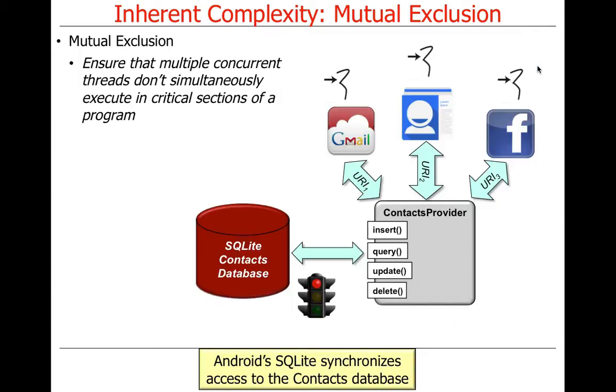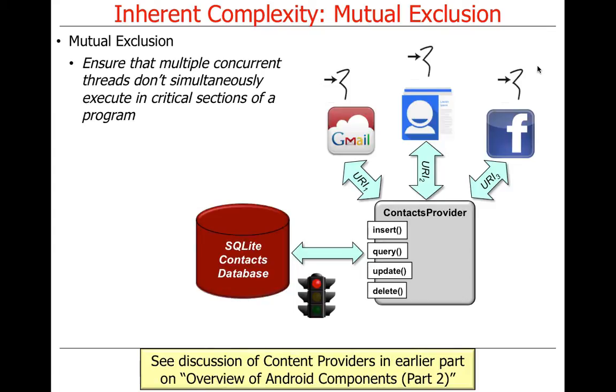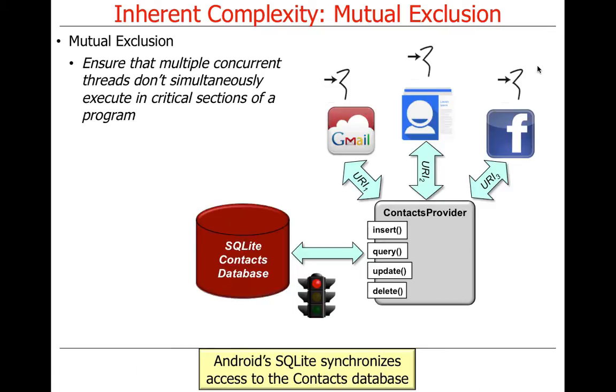A little bit closer to home, we talked about this before. If you recall, when we talked about content providers, we mentioned how it's possible to have multiple threads of control in a content provider, like the contacts provider. And somebody, typically the SQLite database, has got to make sure to ensure mutual exclusion when accessing the contact information. So you don't want multiple threads updating a contact and overwriting it and corrupting the database.